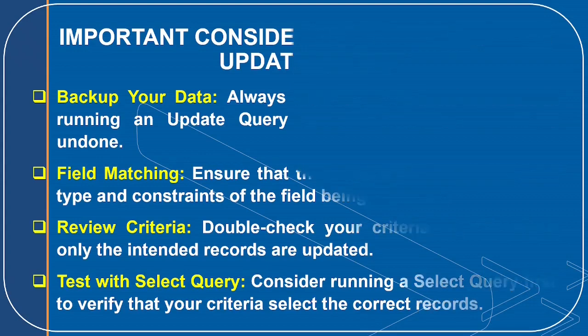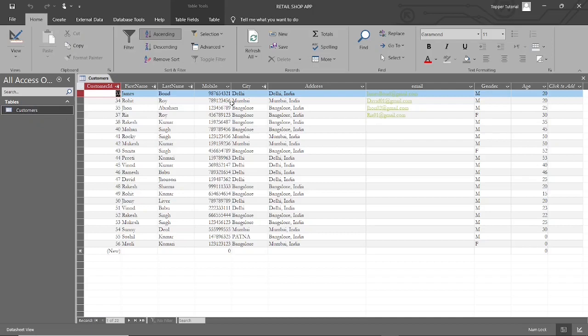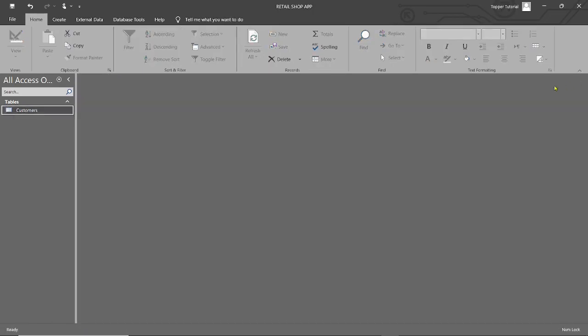Let's jump into msaccess to closely look into this concept. Here on the screen in front of you, you can see customer table. Let's say, name of Bangalore city got changed to Bengaluru. I want to update Bangalore in city field to Bengaluru. Here, we will use the update query to accomplish this task.